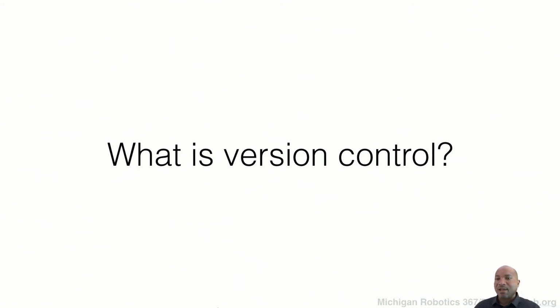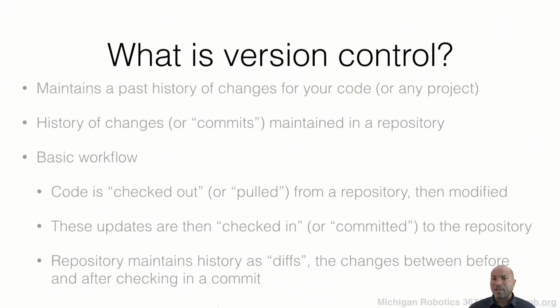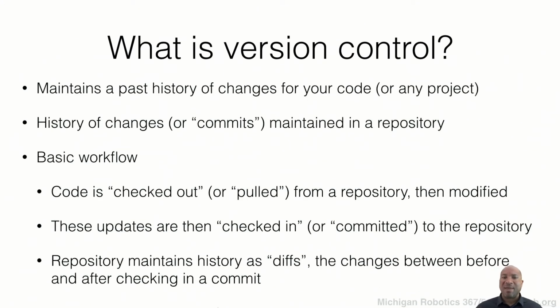But what is that Git repository? What it is really doing for us is what's called version control. Version control is about how we can maintain the past history of changes to your code or any project. It maintains this history in a repository as a collection of what we call commits. Those commits log the changes from one commit to the next.